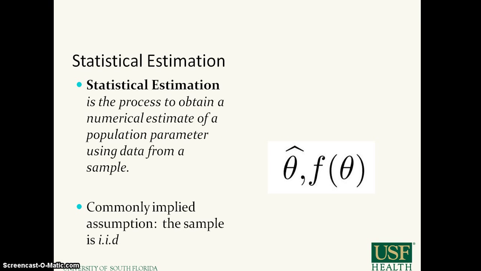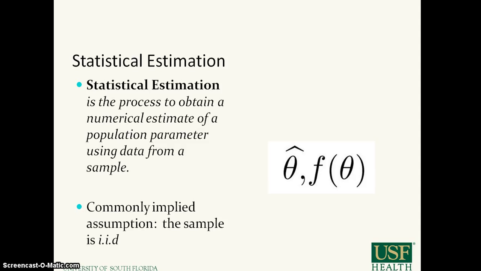Statistical estimation. Statistical estimation is the process to obtain a numerical estimate of a population parameter using data from a sample. We can say estimation is simply just a guess. An example of a population parameter is the prevalence of HIV in Florida. That's a population parameter we're interested in learning.